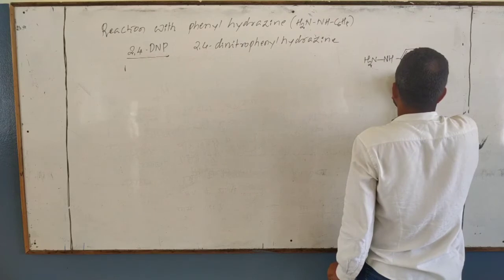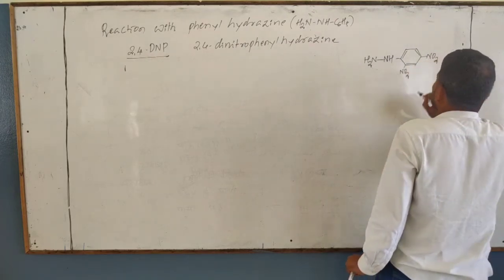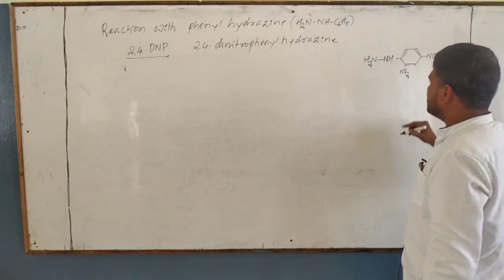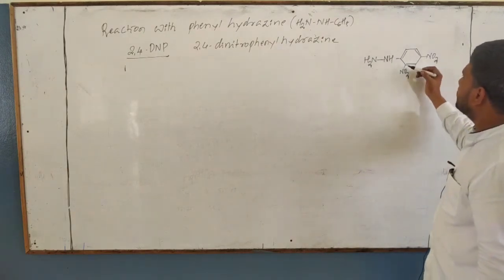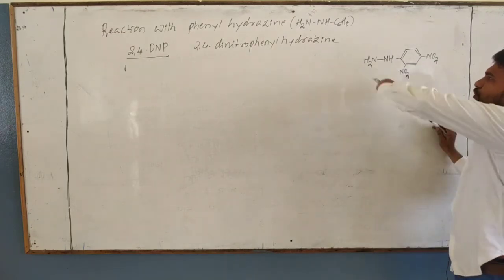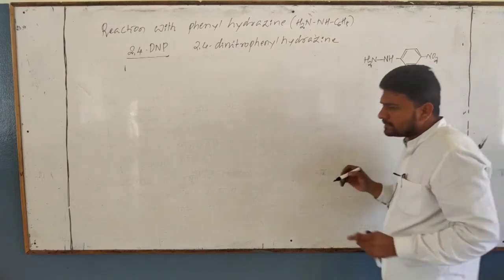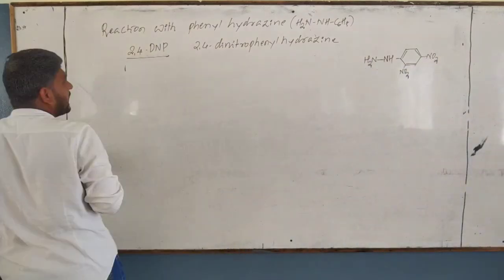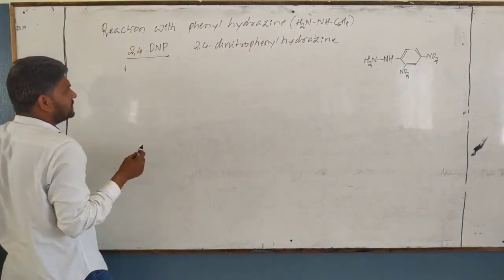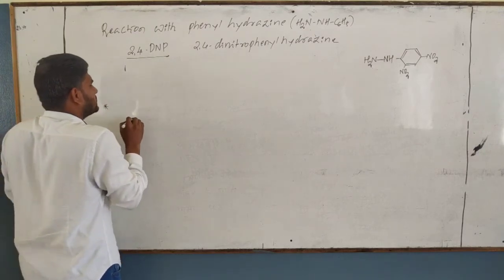Four at second position and at fourth position, two nitro groups are present on the benzene ring, means ortho position and para position with respect to this NH2. Okay, this is known as 2,4-dinitrophenylhydrazine. Listen carefully. This has a very special reaction with both aldehydes and ketones.